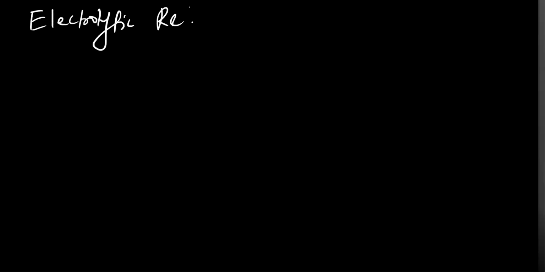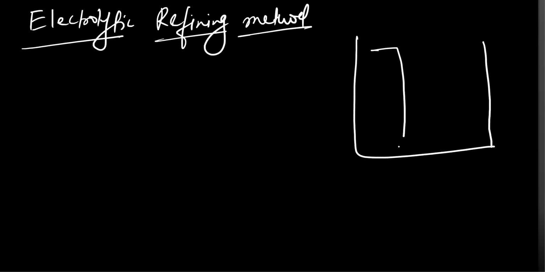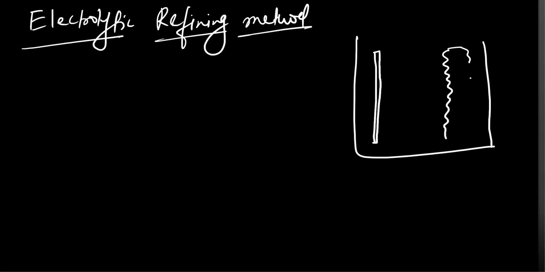Electrolytic refining method. Okay, what happens in that one? We have two rods. One is a thin rod, and another one is a thick rod. One is connected with the positive terminal, and another one is connected with the negative terminal.